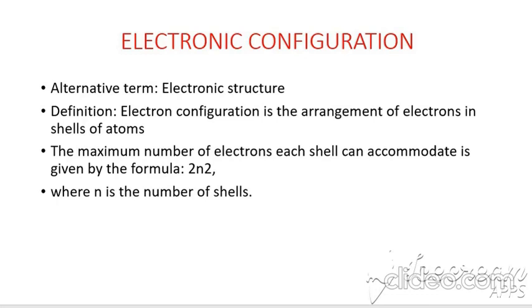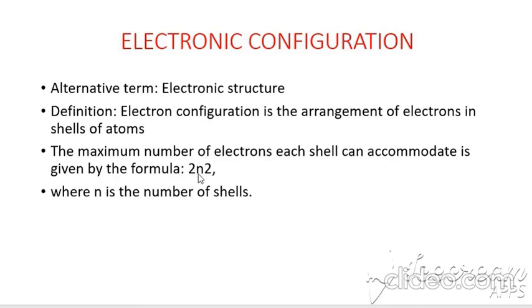And around the nucleus, there are rings, or in other words, shells. And in these shells, that's where you can find electrons. Note that there are quite a number of shells around the nucleus of an atom, and these shells have a maximum number of electrons they can accommodate. The maximum number of electrons each shell can accommodate is given by this formula.